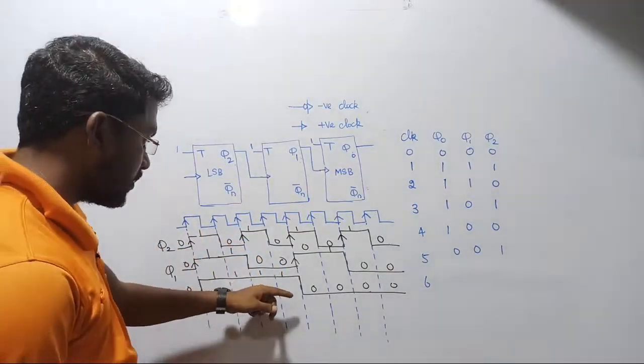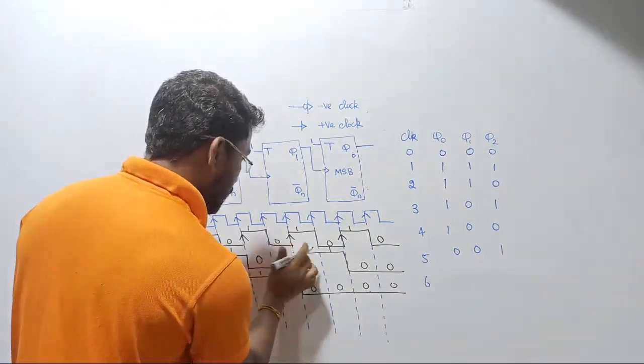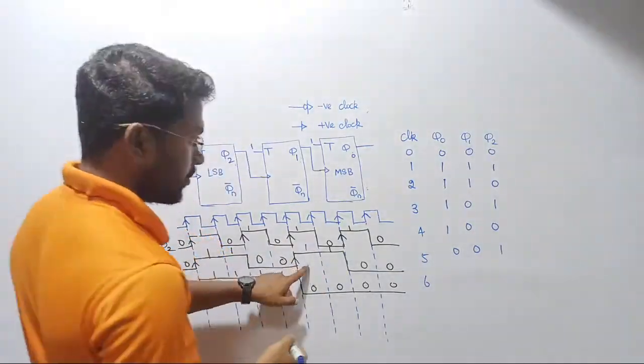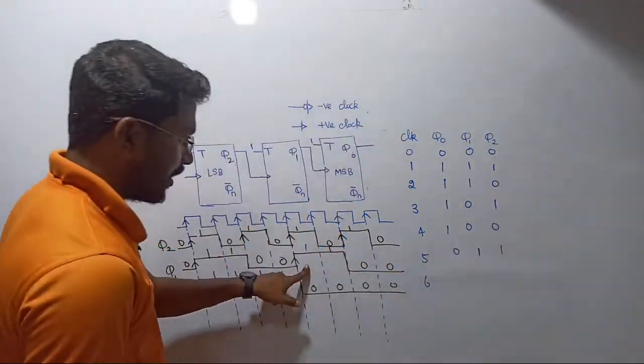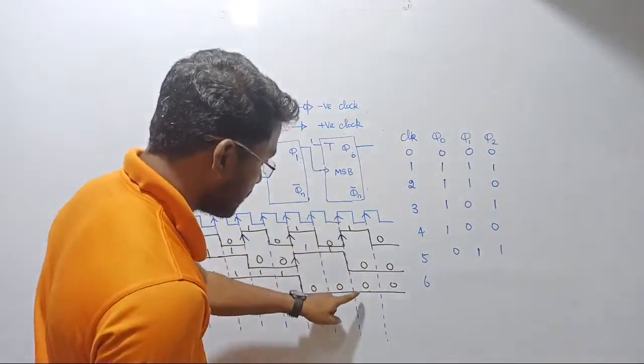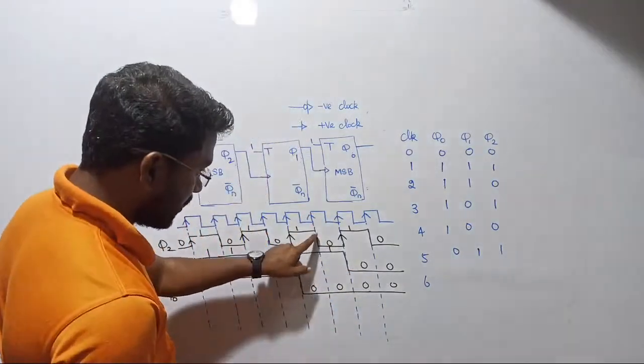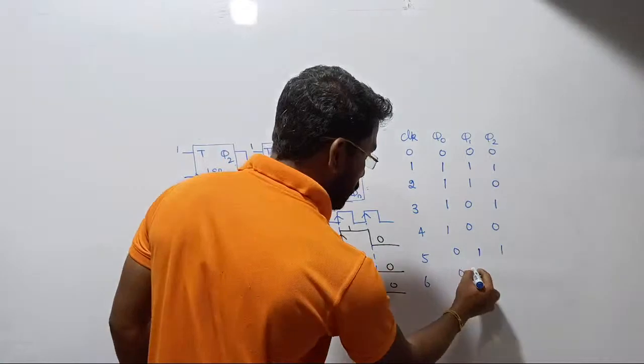Fourth clock pulse, where is it? See there, what is this? 0 1 1, right? I made a mistake, right? So this is 0. Correct? Yes. Next, while giving the sixth clock pulse, this is 0 0. Sixth clock pulse, here it is 0, 1 0. This is going to be 0 1 0.